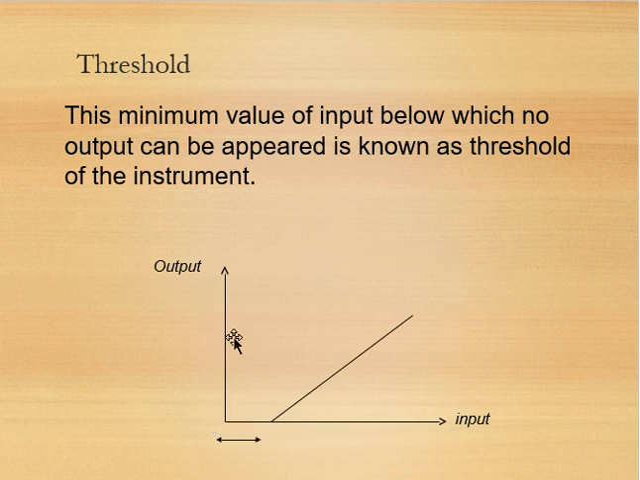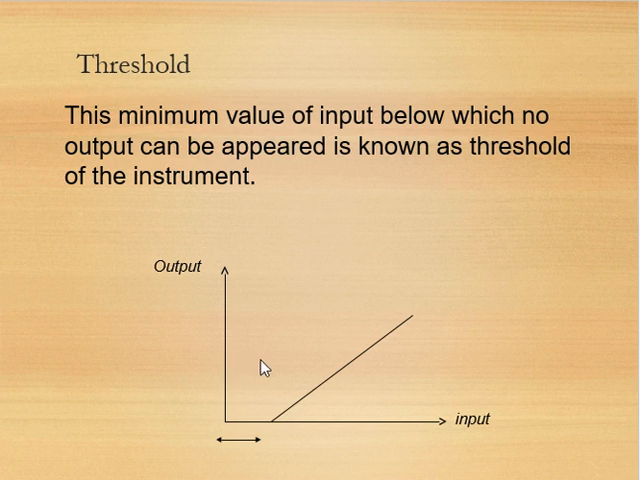To this change in the input, it must show a change in the output, because this is the characteristic of a good instrument. But here, while moving from 0 towards the right side, suppose this is a value of 5 units, from 0 to 5 I am not getting any value at the output because your instrument is not responding to this.